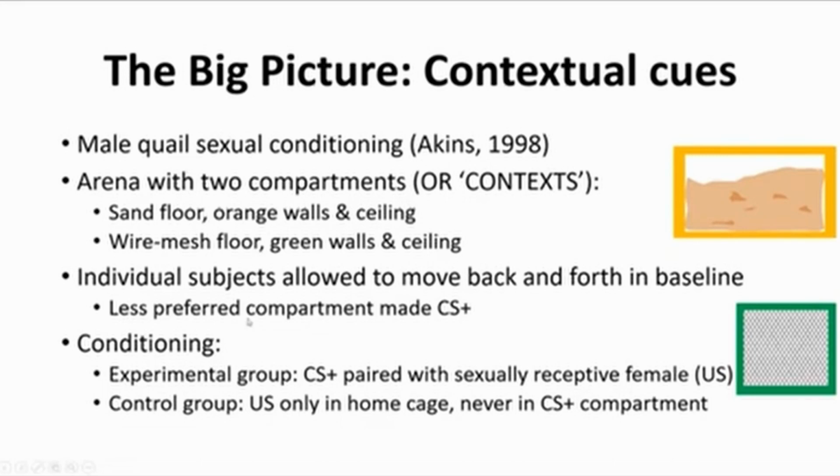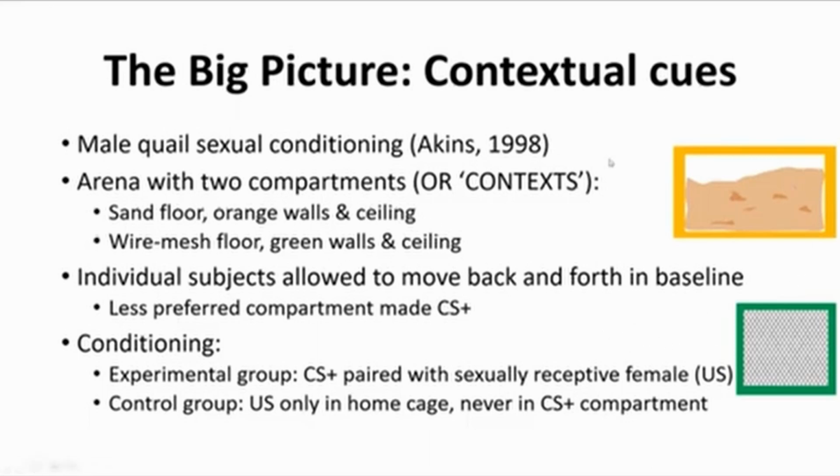And they decided to make the less preferred compartment their CS+, where they would be presented with a sexually receptive female. So we're looking at CS pluses, meaning that it's classical conditioning instead of just an S plus and S minus, which was our instrumental conditioning. But here it's classical conditioning, CS plus. So in the experimental group, in that less preferred compartment, the quail would be paired with a sexually receptive female as the unconditioned stimulus in that less preferred compartment.